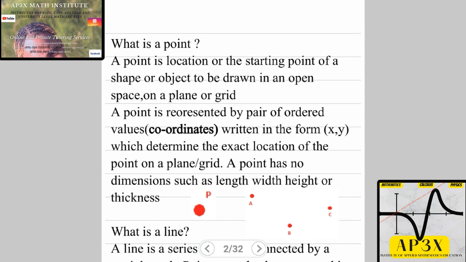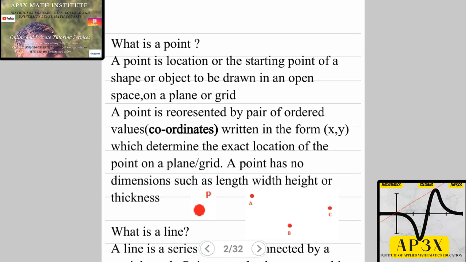It's a location. A point is represented by a pair of ordered values, and we refer to these ordered values as coordinates. Usually they are written in the form x comma y. That's typically how we would write our point here, x comma y. The first number given in a point always represents your x coordinate, or x ordinate, and the second value always refers to your y ordinate. Together they are called coordinates.